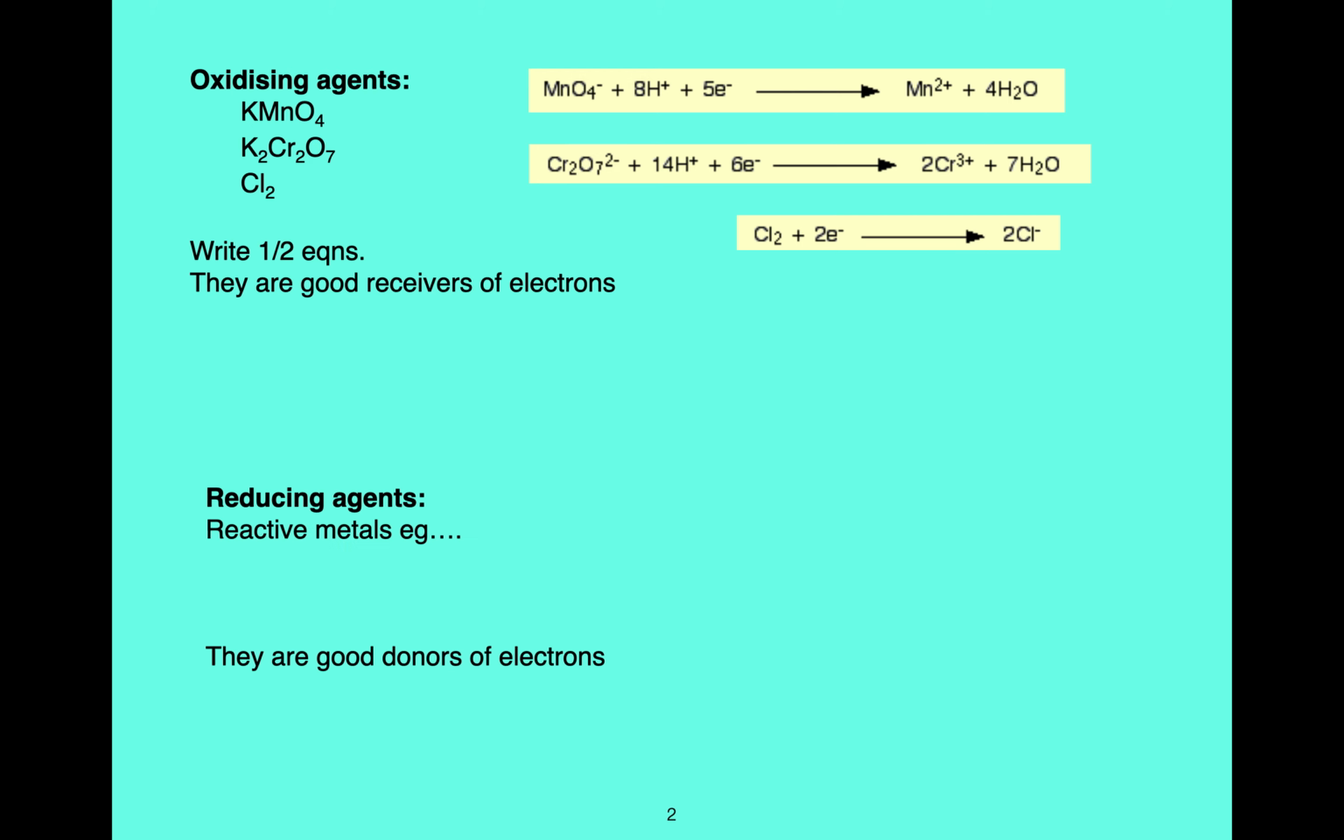Okay, reducing agents, the easiest ones to remember are reactive metals. So reducing agents must be good donors of electrons, mustn't they? They give electrons up. Reactive metals such as magnesium, potassium, sodium, they're all good donors of electrons. So they're good reducing agents.